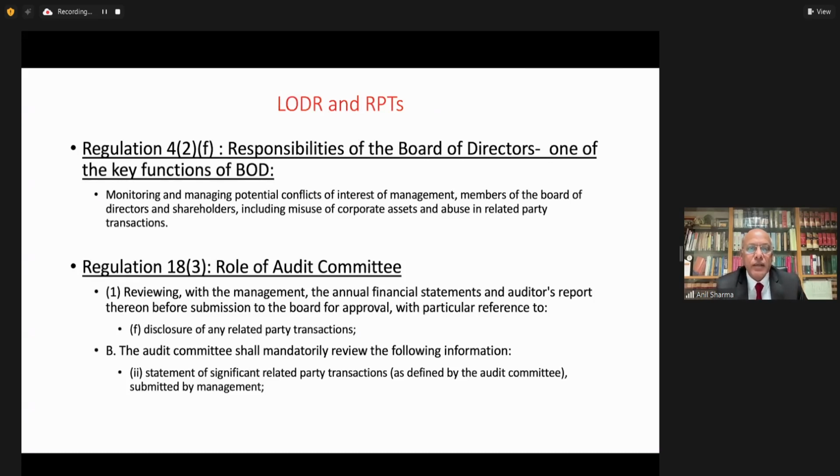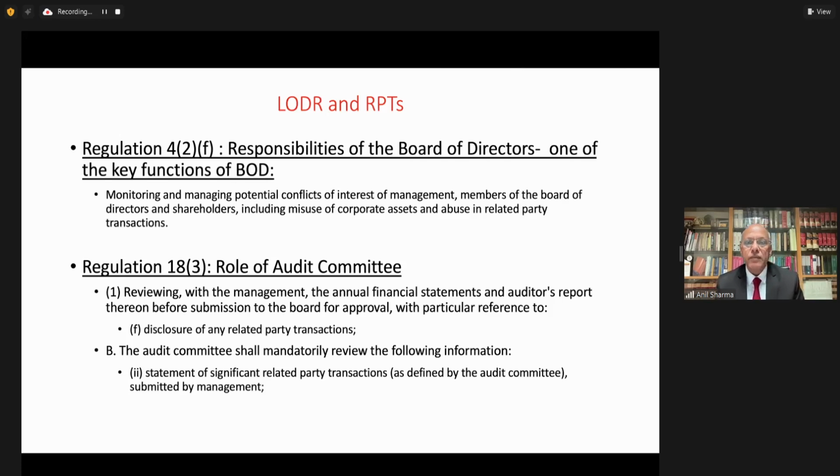LODR also fixes responsibility on the board as well as on the audit committee. On the board, it clearly mentions that one of the key functions of the board is monitoring and managing potential conflict of interest of management, members of the board of directors and shareholders, including misuse of corporate assets and abuse in related party transactions. Now you can visualize how clearly they have mentioned this. So while carrying out an audit of, let's say, a listed entity, it is going to be the auditor's responsibility to see that, under LODR Regulation 4, Clause 2, Subclause F, the board has actually taken care of this aspect.